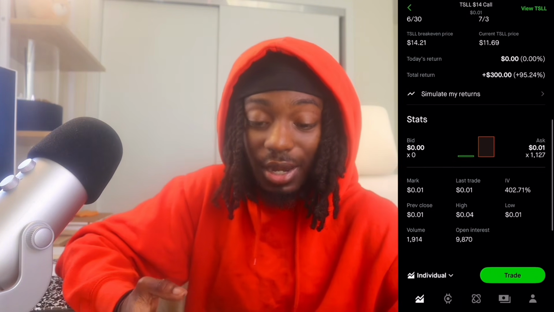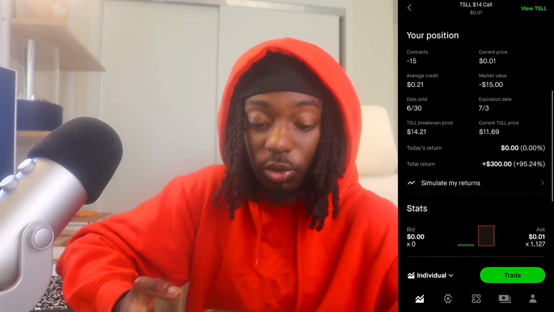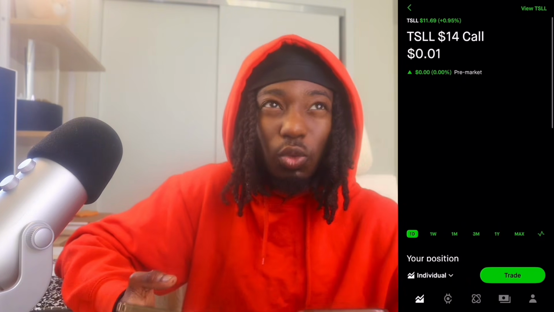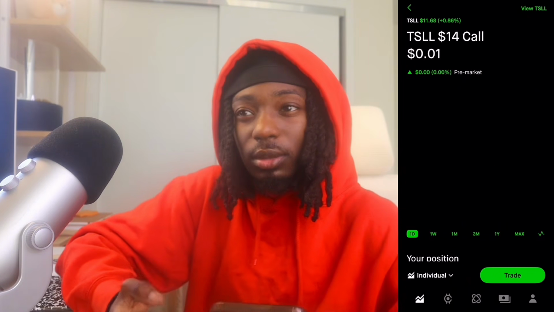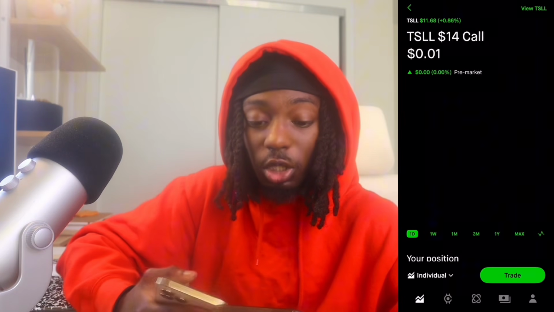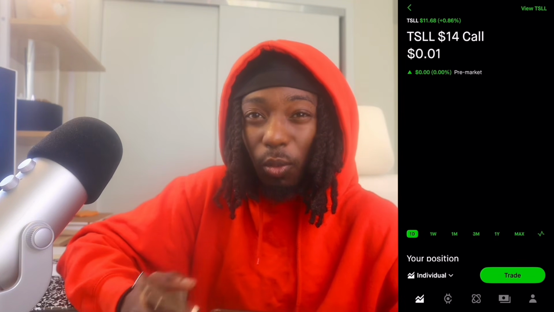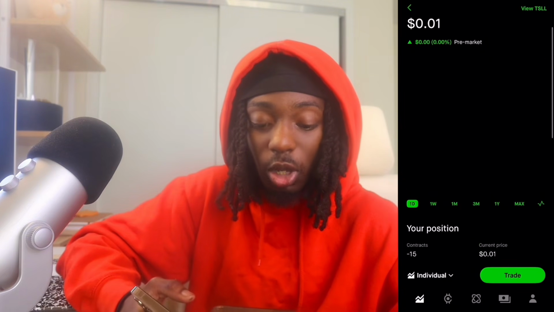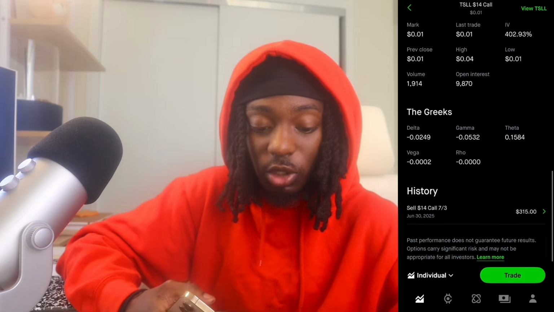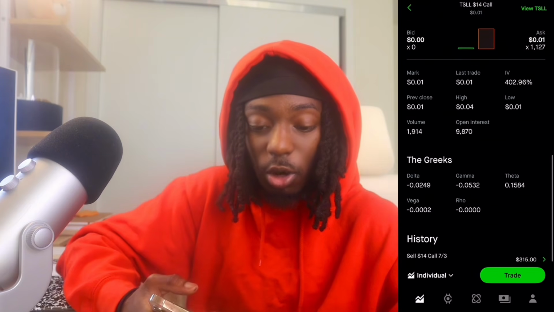selling this call. Now, this is probably going to expire worthless because I'm not sure if it will hit. Today's the last day in the market. Today is Thursday, and tomorrow is July 4th. So the market's going to be closing. The market closes a little bit earlier today at 1 o'clock. Markets haven't opened up just yet, but I've made $315 off this one call, and it will probably expire worthless.